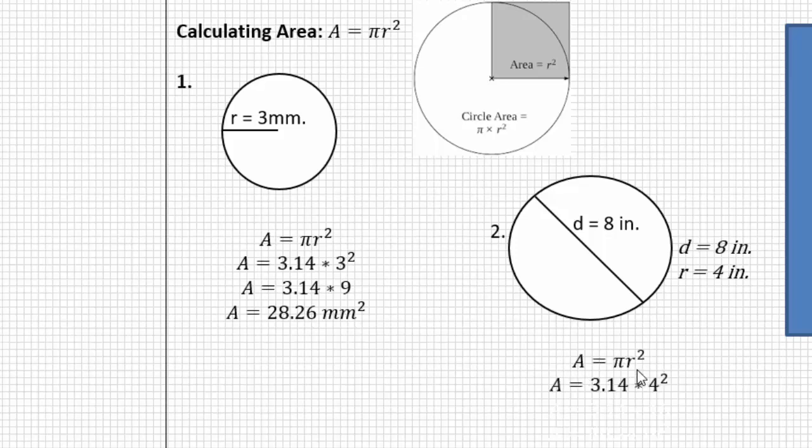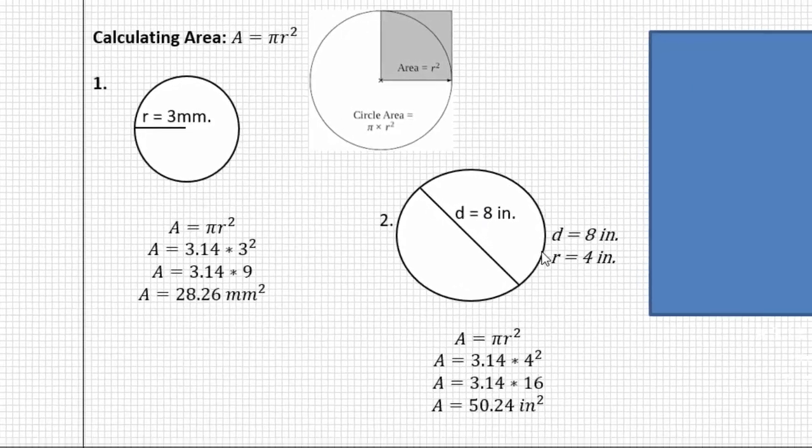So we've written out the formula, A equals pi r squared. We've plugged in the values that we know, and we're ready to begin PEMDAS to complete our calculations. So the next line should read that the area is equivalent to 3.14 times 16, because that is 4 squared. And in doing so, we find that the area of this circle is 50.24 inches squared. Remember, when finding area, we always use the exponent of 2 on our units because we're finding how many squares cover the surface of the circle.